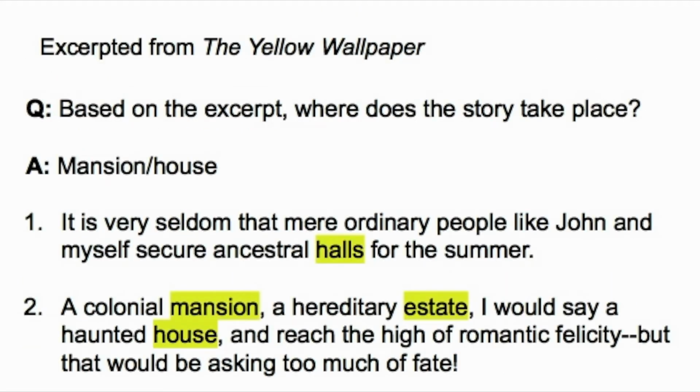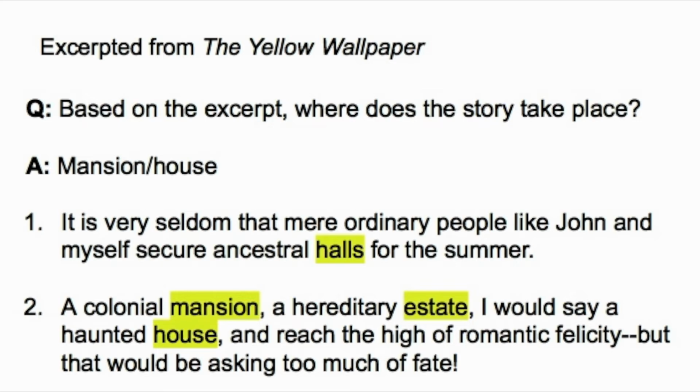So the answer here is that the story is taking place in a mansion or a house, right? And we see in the story where it's told that people like John and myself secure ancestral halls for the summer. The word hall could mean like a hallway in a house, but back in older times, it was common to refer to an entire house or an entire building as a hall.